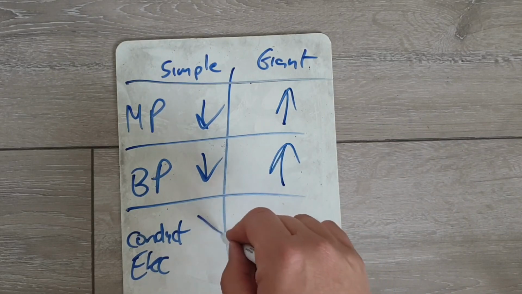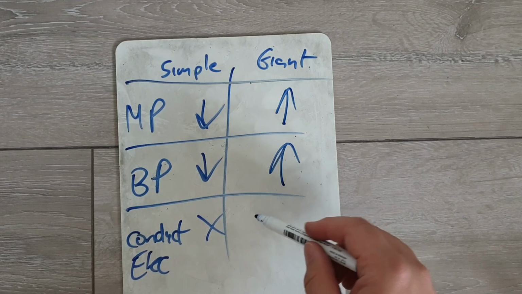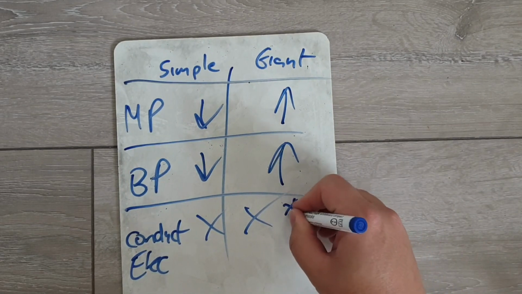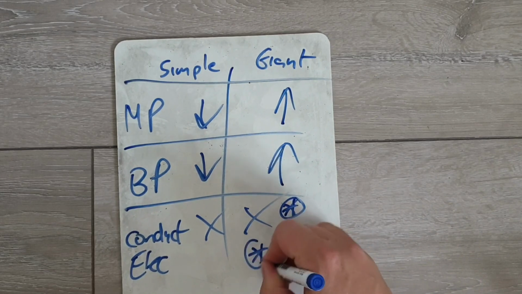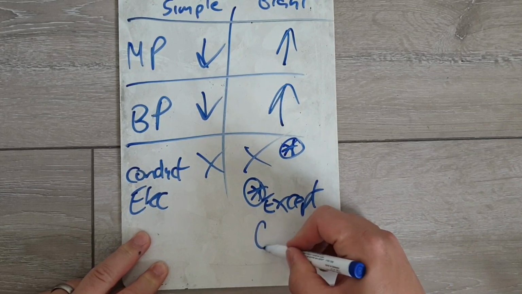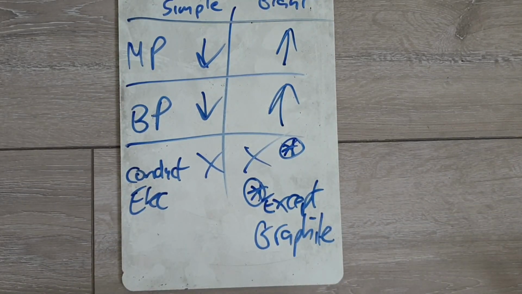Do these conduct electricity? No, because whilst they can move around, there's no charges there. Do these conduct electricity? No, because they can't move around. And the only exception, so little asterisks, is graphite. Hopefully that makes sense.